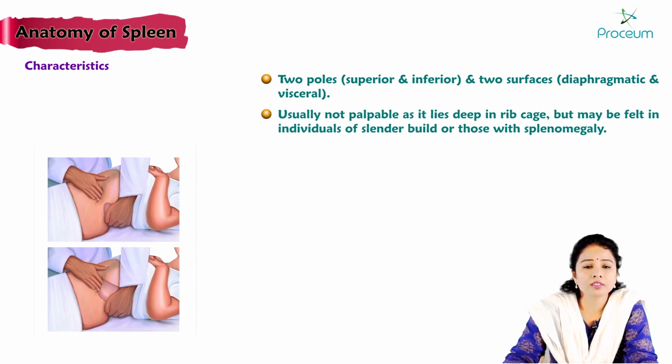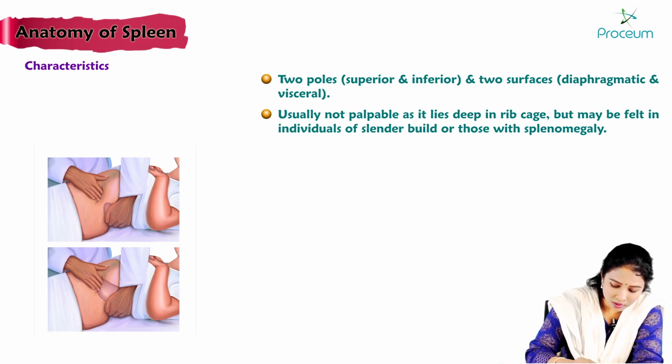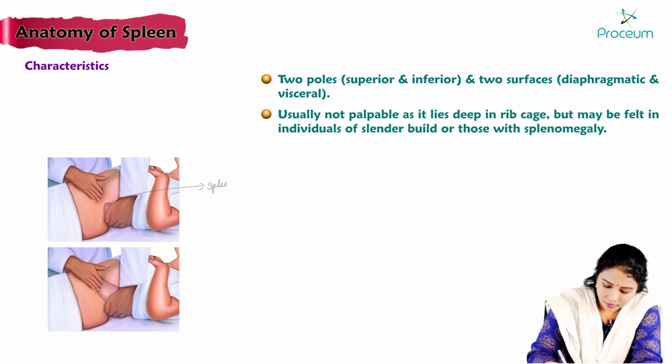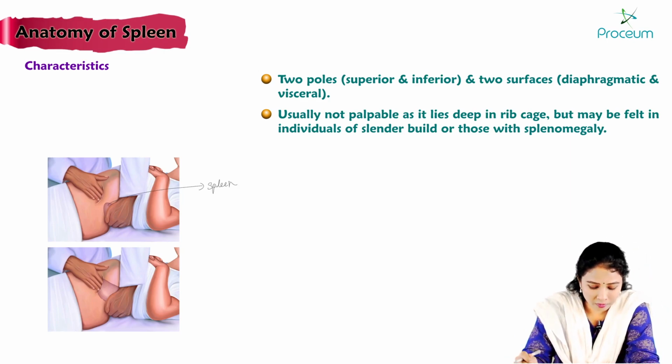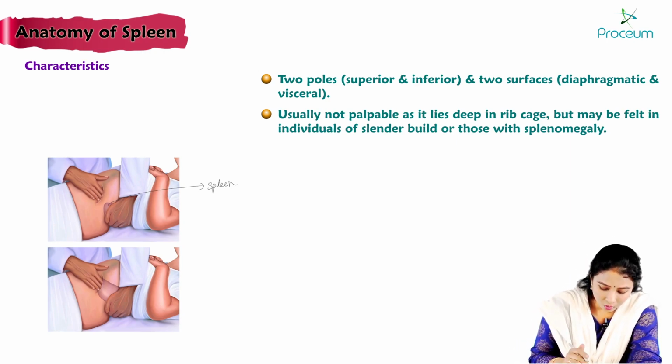So usually the spleen is not palpable as it lies deep in the ribcage, but it may be felt in individuals with slender build or those with splenomegaly. So here in this first image we can see the location of spleen. The inferior pole of the spleen is not palpable in the first image. In the lower image we can see that due to splenomegaly it becomes palpable.